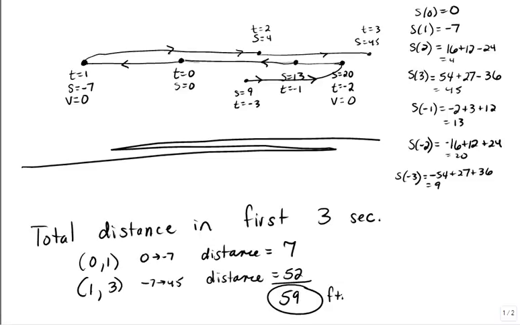So you have to do the absolute values to find distance because distance is positive. So if we want to count, this is going to be 7. Here's another 7, and then there's 45. So we have to add all that up: 7 plus 7 plus 45.